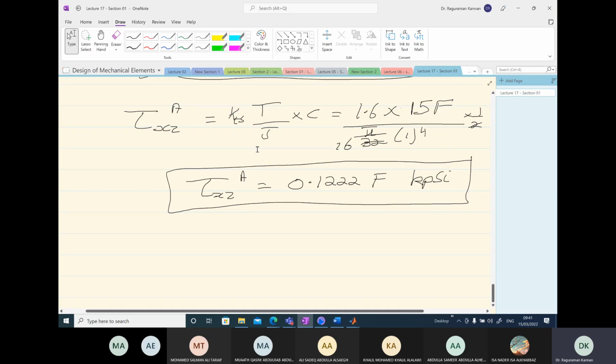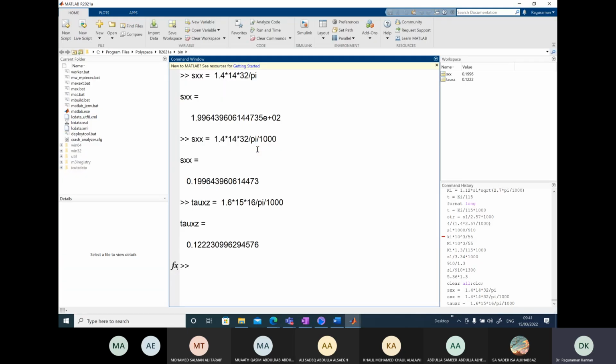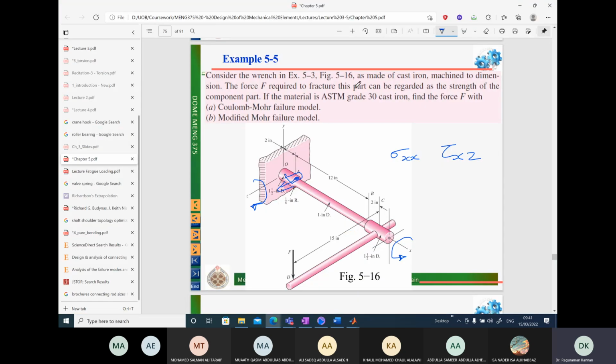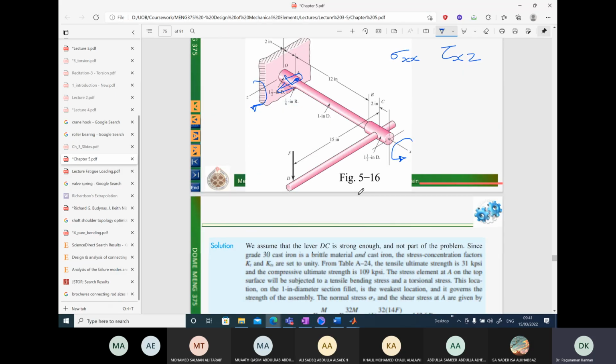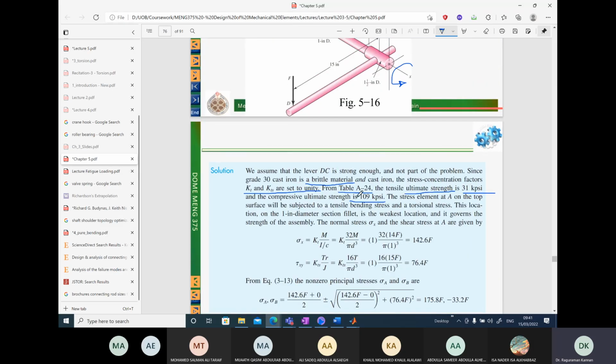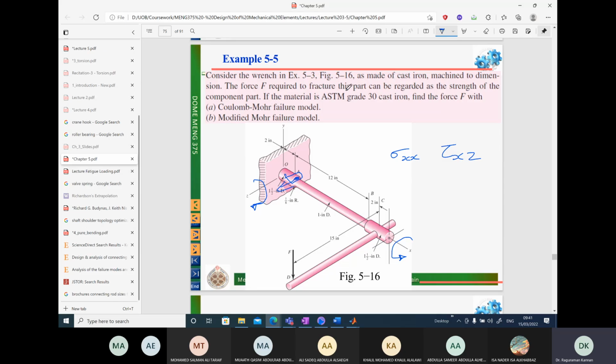So we have the normal stress and the shear stress. Let's go back to the problem here. We need to figure out whether to use the Coulomb-Mohr theory or the modified Mohr theory. We actually did not go through the modified Mohr theory, so I will skip it and just stick with the Coulomb-Mohr failure model. In the Coulomb-Mohr failure model, we need the sigma 1 and sigma 3 values.